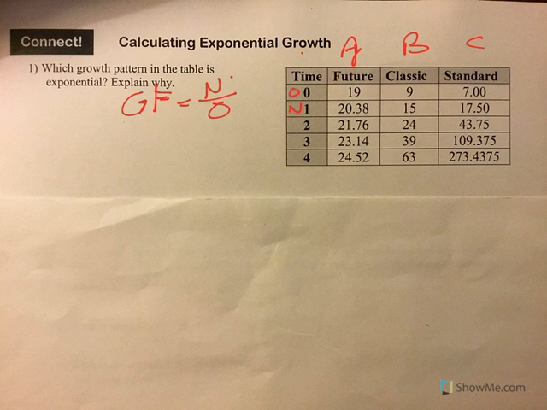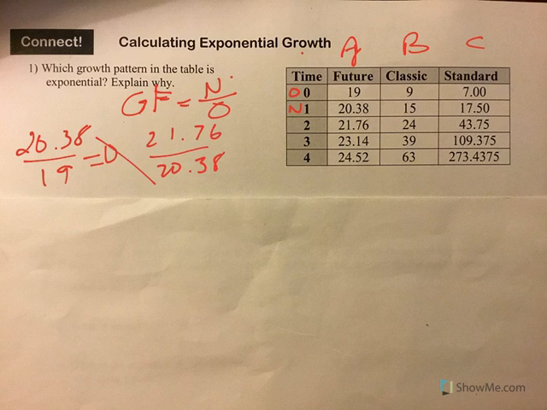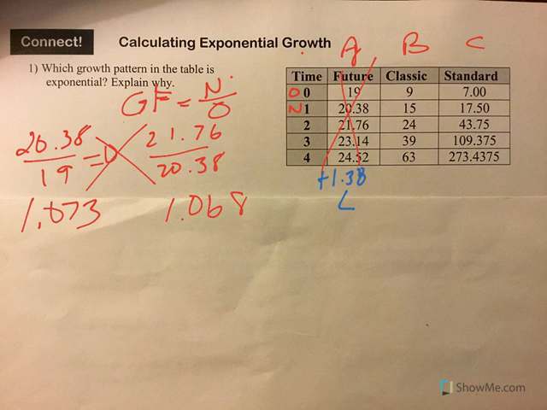We can find a growth factor by taking new divided by old. So first, I take new divided by old, 20.38 divided by 19, and I get a number. And then I take 21.76 divided by 20.38. Those are not the same. This is 1.073, and this one is 1.068. Not the same, so this one is not exponential. But if you look at it, you add 1.38 each time, meaning this one is linear.